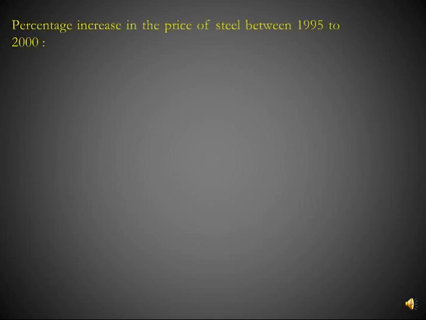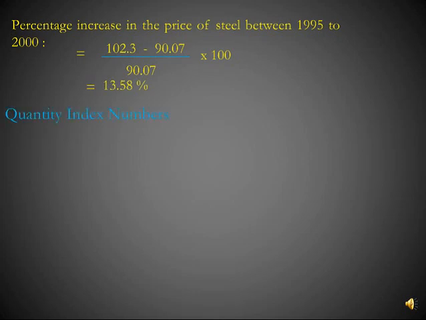Now the next thing asked in the question was to calculate the percentage increase in the price of steel between 95 to 2000. So the price of 2000 is 102.3 and of 95 is 90.07. First you will calculate the difference, then divide by 90.07 into 100 because you have to calculate the percentage. So it comes to 13.58%.